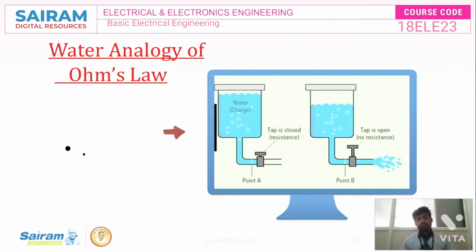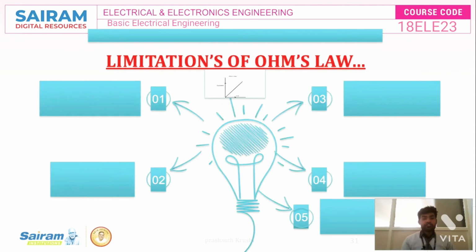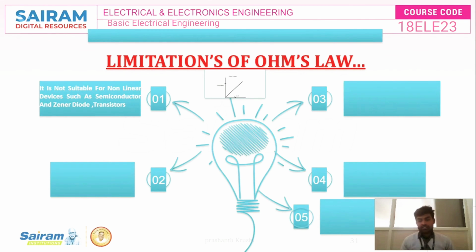I'll just show you how the current will be reduced by varying the resistance. And the limitations of Ohm's law. First, it is not suitable for non-linear devices such as a transistor, semiconductor, and zener diode. You can see the VI characteristics of these semiconducting devices. There is a curve present, right?